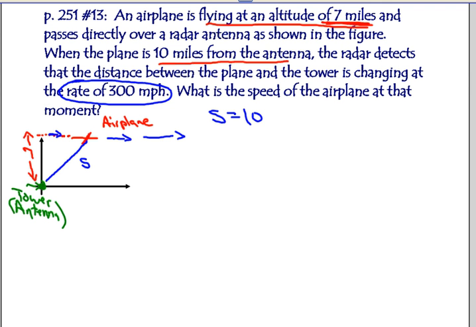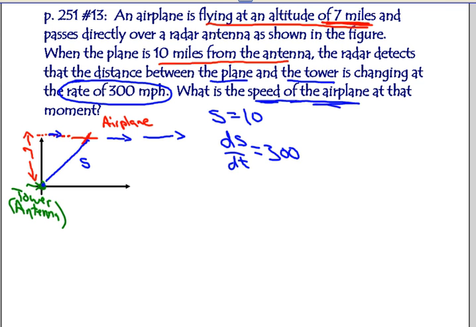The radar detects that the distance between the plane and the tower is changing at a rate of 300 miles per hour. Wait a minute, a rate of 300 miles per hour, that's a derivative, and it's the distance between the plane and the tower. Wait a minute, guys, that's s. From the plane up here to the tower down here, that's s. So they just told us a rate: ds/dt equals 300 miles per hour.